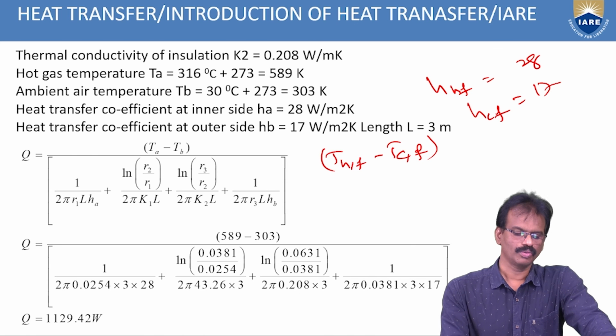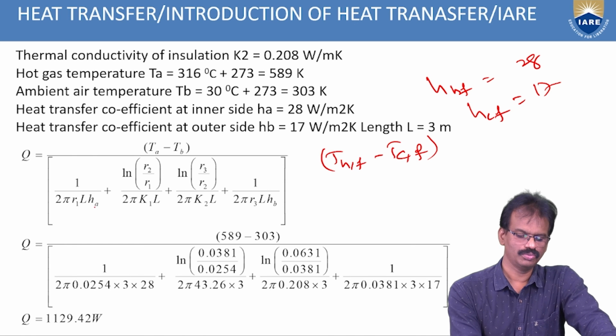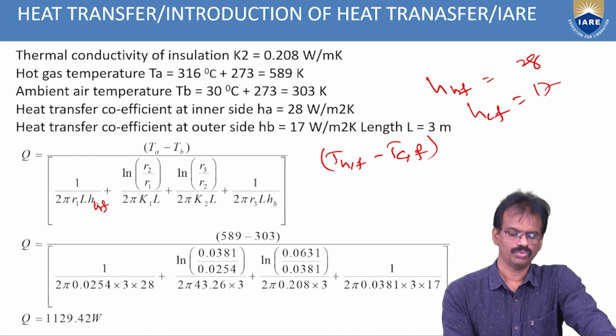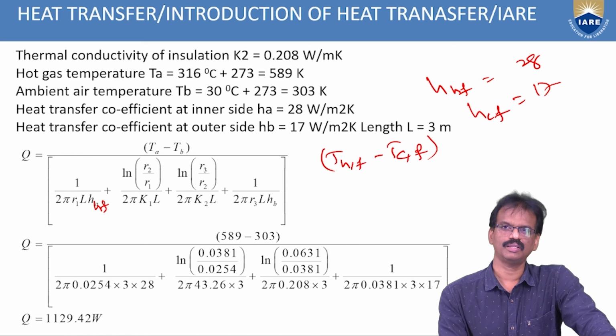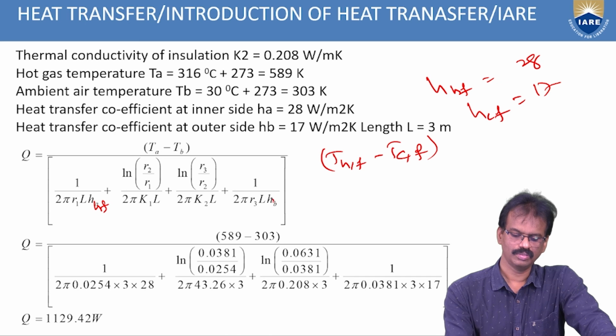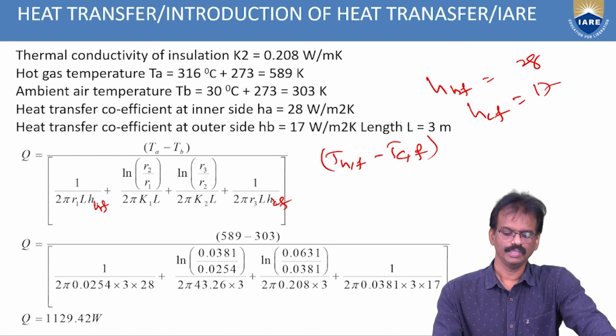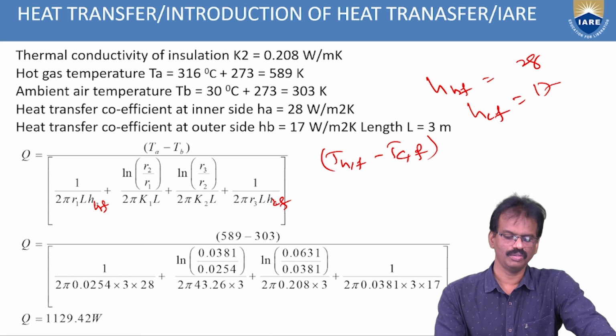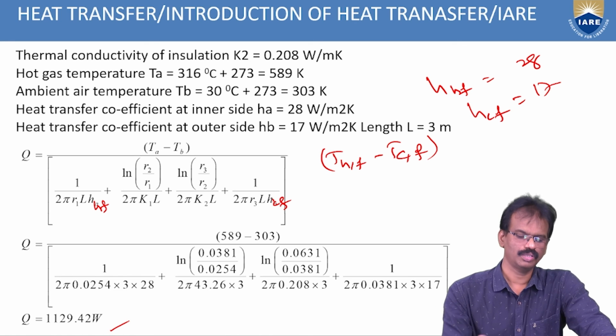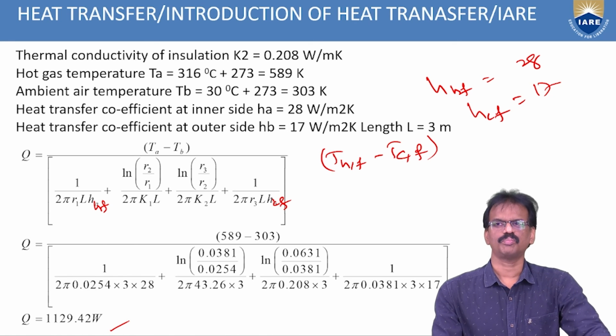So 1 by 2 pi R1 L into HF, plus ln R2 by R1 by 2 pi K1 L, similarly plus ln R3 by R2 by 2 pi K2 L, and plus 1 by 2 pi R3 L into HCF. If you know all the values from the given data and substitute them, we will get the rate of heat transfer in the composite cylinder.